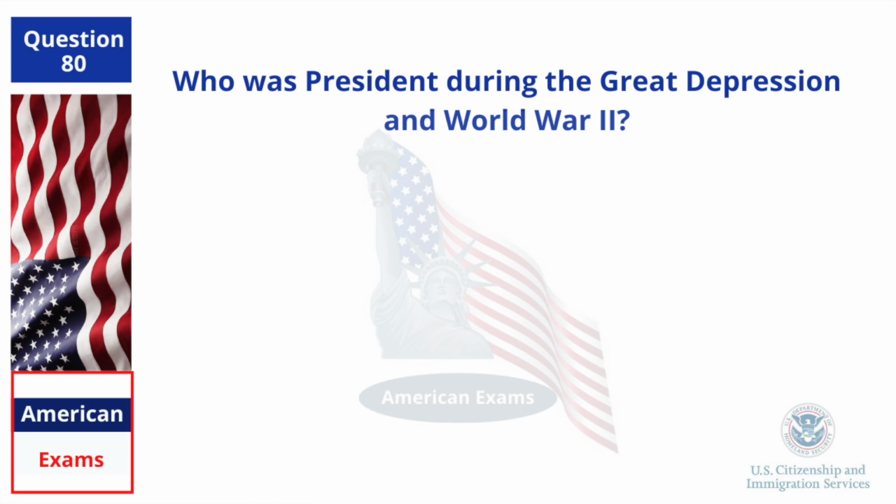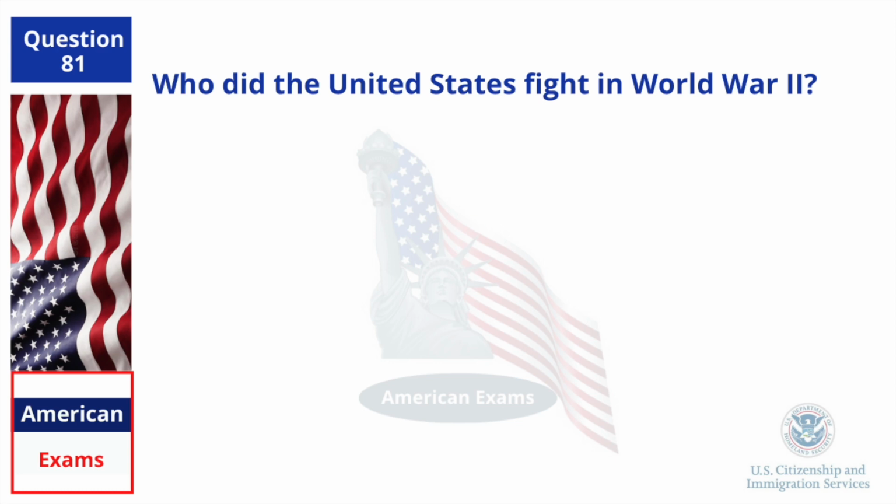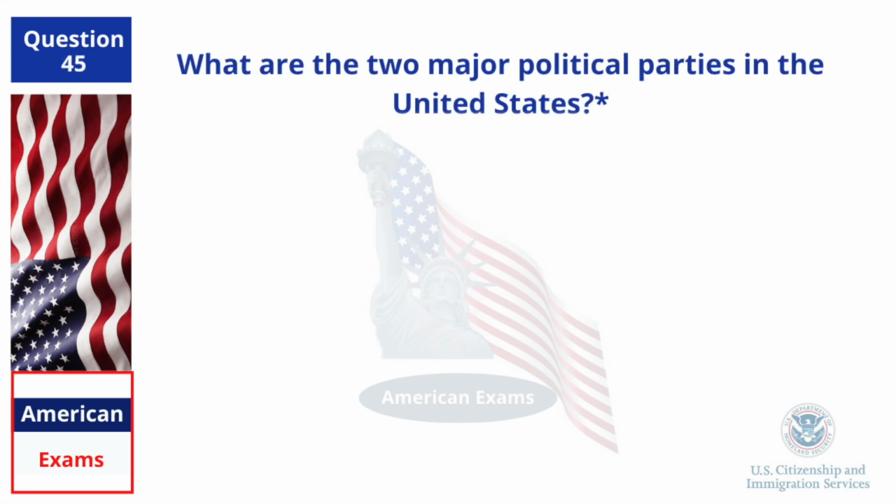Who was president during the Great Depression and World War II? Franklin Roosevelt. Who did the United States fight in World War II? Japan, Germany, and Italy. What are the two major political parties in the United States? Democratic and Republican.